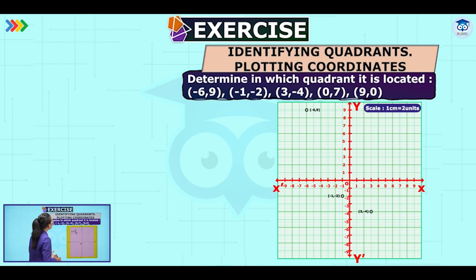Next we have (3, -4). So (3, -4), we know that it will be in the fourth quadrant. Okay. Next we have (0, 7). So (0, 7) will be on the y-axis. Okay. Next we have (9, 0). Now we know that it will be on the x-axis. So on positives like that.